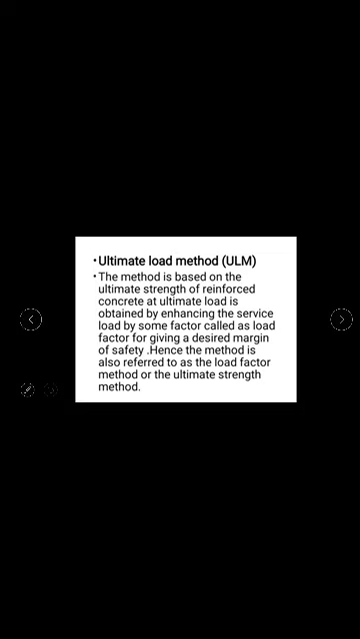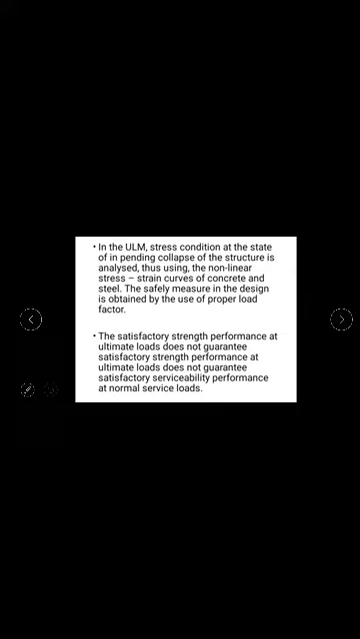In the ultimate load method you will have load factors, whereas in the working stress method you will have a factor of safety. There you reduce the stresses, here you increase the loads. That is the main difference between the working stress method and the ultimate load method. In the ultimate load method, the stress condition at the state of impending collapse of the structure is analyzed, using the non-linear stress-strain curves of concrete and steel. The safety measure in the design is obtained by the use of a proper load factor.